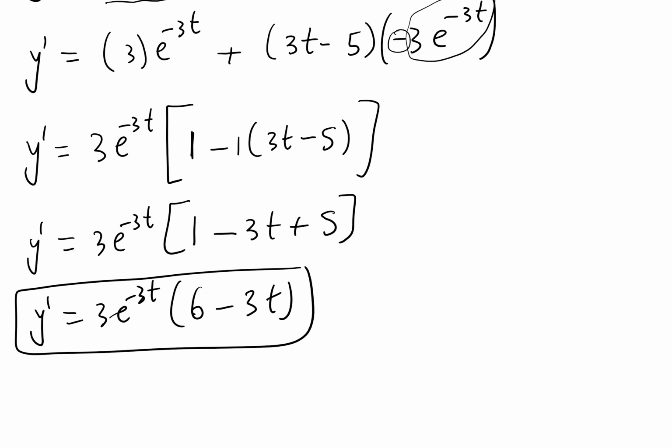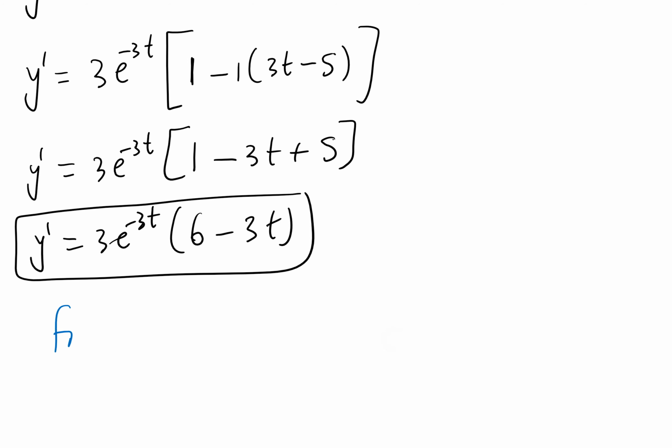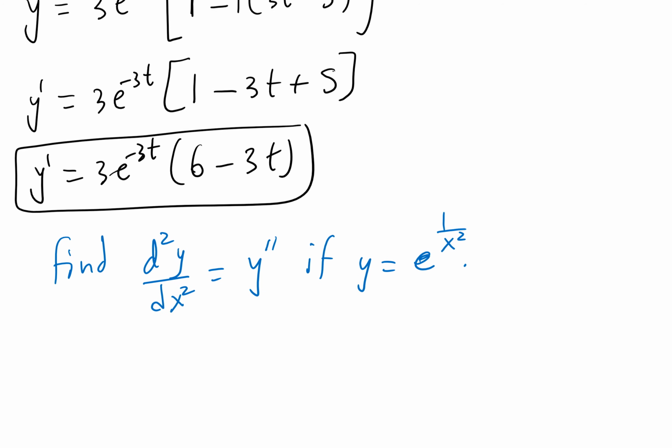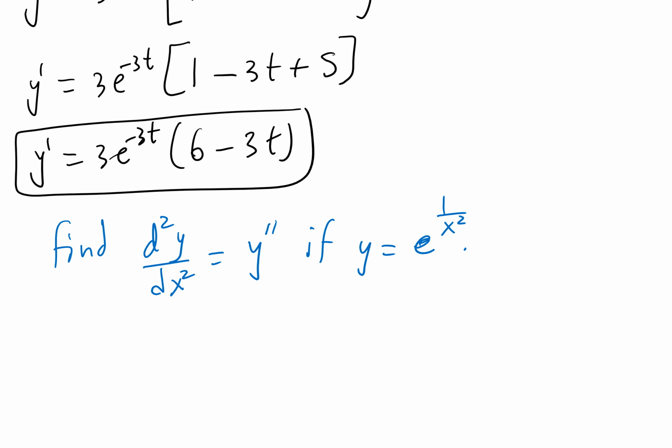We can ask a different question. Find d squared y dx squared. This is the second derivative. If y equals e to the 1 over x squared. So we have to differentiate this 2 times.